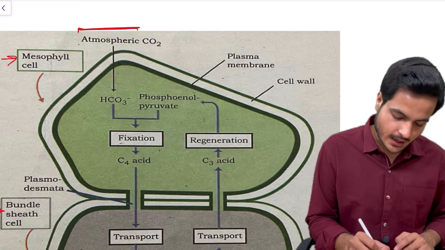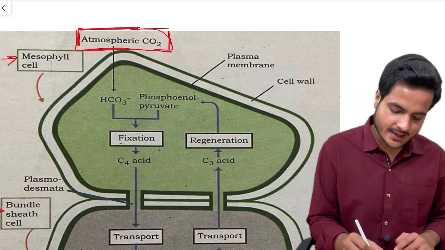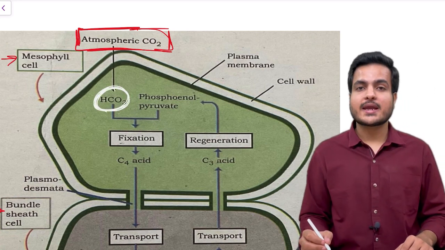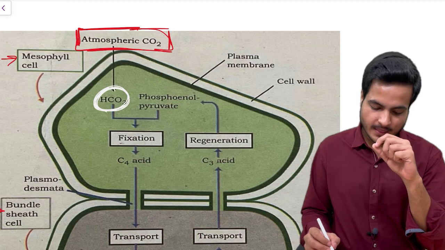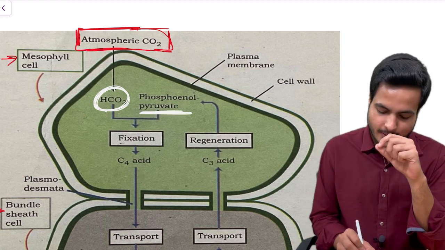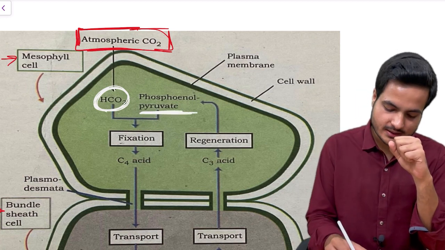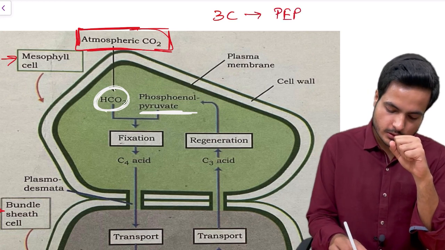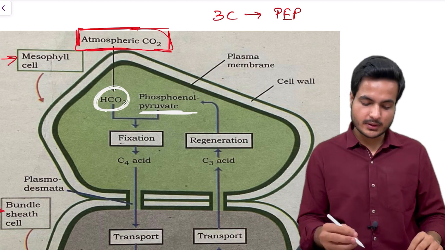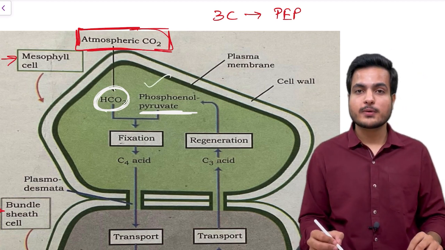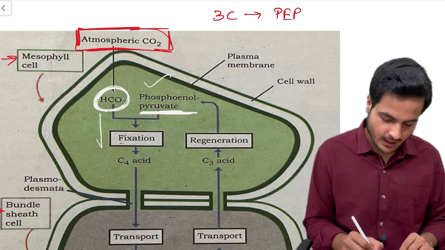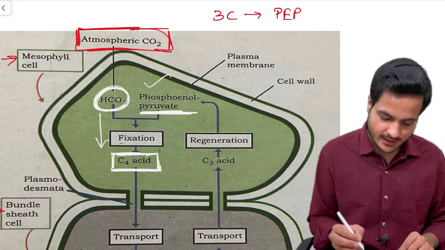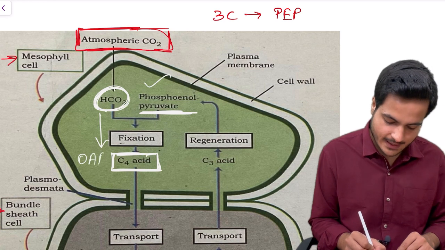The atmospheric carbon dioxide comes inside the mesophyll cells in the form of HCO3 negative, that is, the bicarbonate ion. It combines with the primary carbon dioxide acceptor molecule, which is a 3-carbon molecule called phosphoenol pyruvate. When carbon dioxide combines with phosphoenol pyruvate, it leads to the fixation of carbon dioxide into a 4-carbon acid. The name of that acid is oxaloacetic acid.